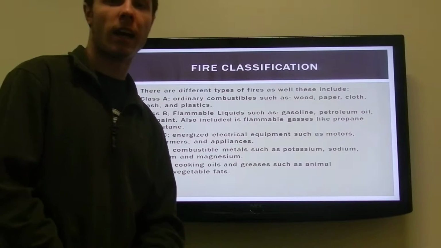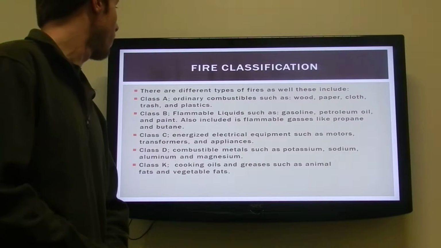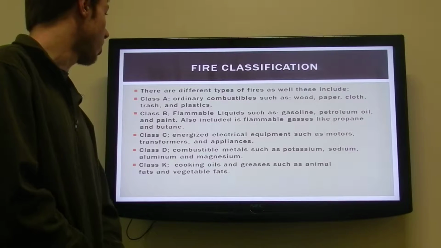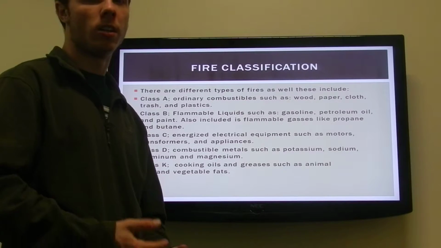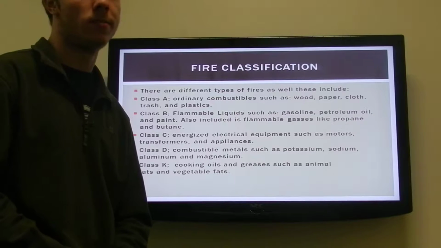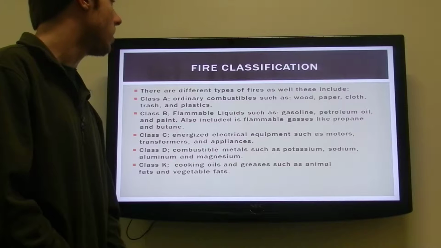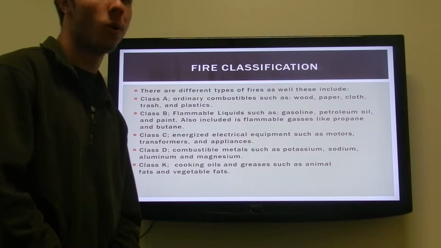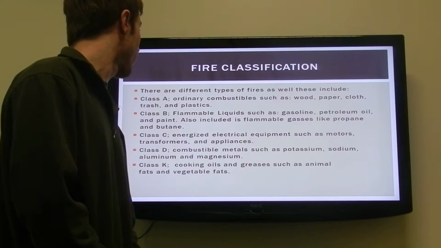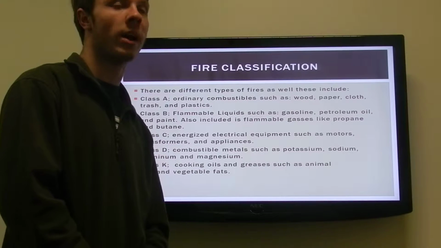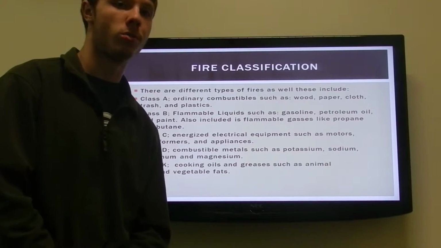Okay, so the different types of fire classifications. There are different types of fire classifications. These all include A, B, C, D, and K. Class A is ordinary combustibles, such as wood, paper, cloth, trash, and plastics, but mainly anything that turns into ash after it burns.